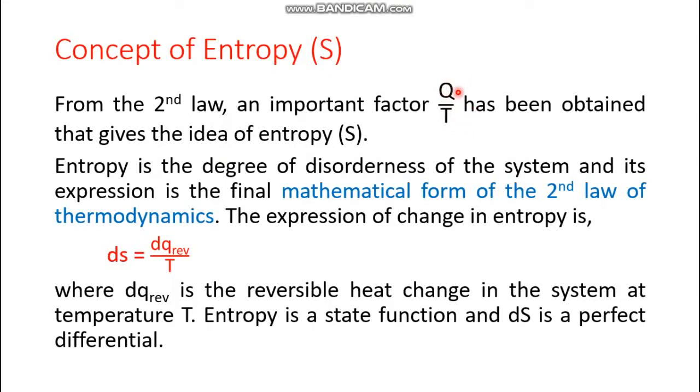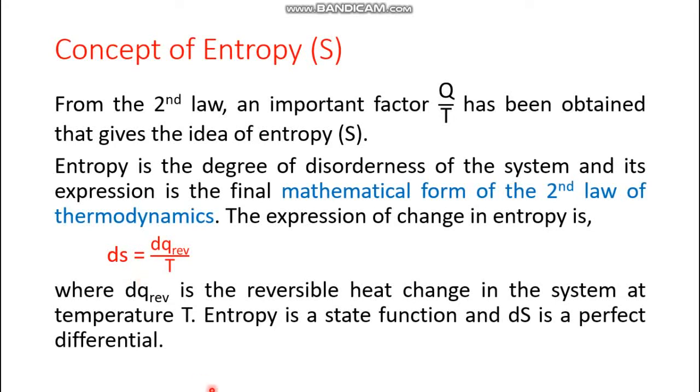In the Carnot cycle we have seen that Q by T1 equals Q prime by T2. That means this parameter Q by T is constant. And from that mathematical implication, a new parameter in thermodynamics, entropy, has been introduced, and the expression of its change is written as dS equals dq reversible by T. That means this heat change Q, if it is reversible, may also be written as dq reversible. And the corresponding temperature is T, and the ratio of these two is the change in entropy, where S is the symbol of entropy and dS is its change.